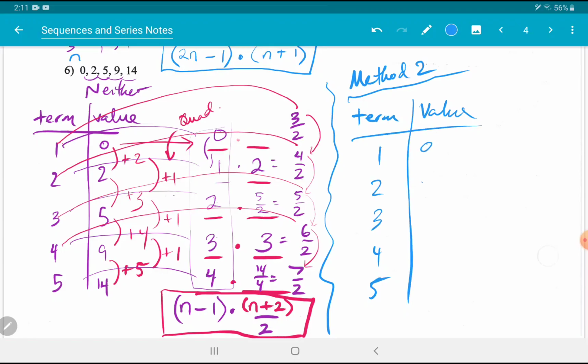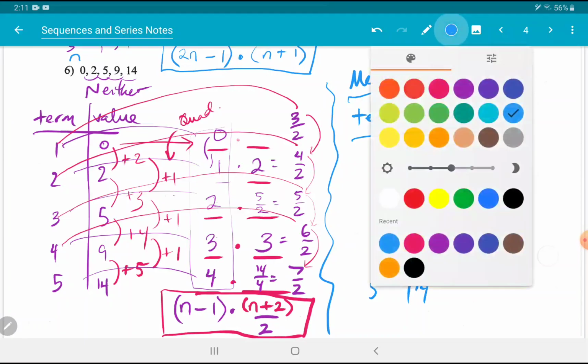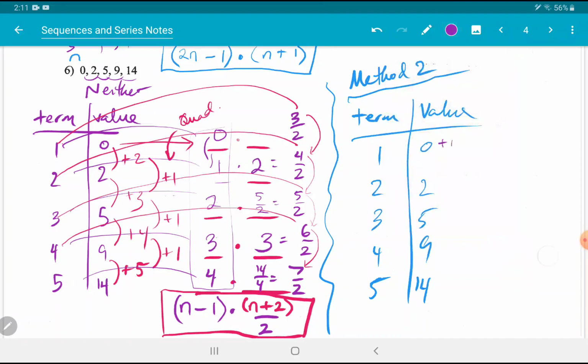And then we have 0, 2, 5, 9, and 14. The cool thing about this is actually this sequence looks pretty familiar. Imagine I were to take the sequence and add 1 to every value. Go ahead and add 1. What do you get? You get 1, 3, 6, 10, 15.